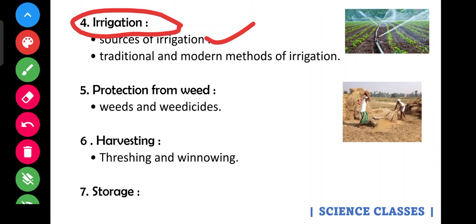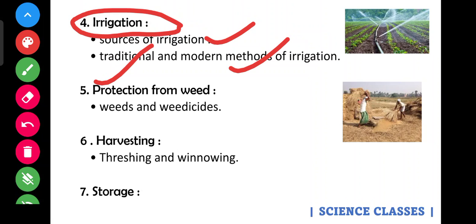A brief explanation of sources of irrigation is given in your textbook. In irrigation, there are two methods: the traditional method and the modern method. What is the difference between them? Traditional is time consuming, whereas modern is not. In the modern method of irrigation, we use machines, whereas in the traditional method, manual work and labor were more. That's the difference between traditional and modern methods.